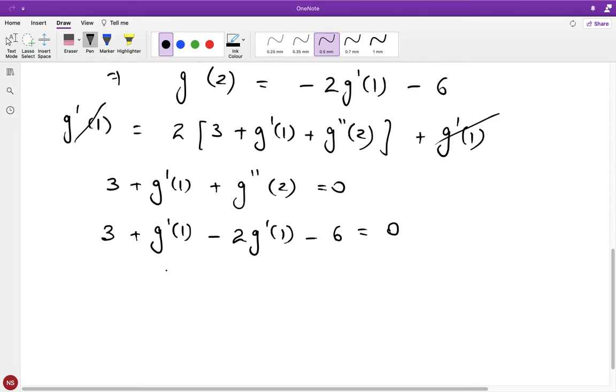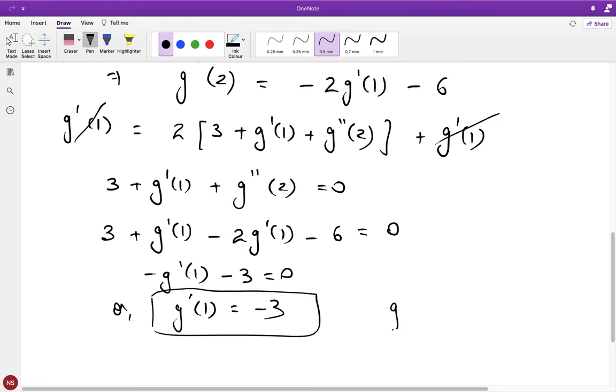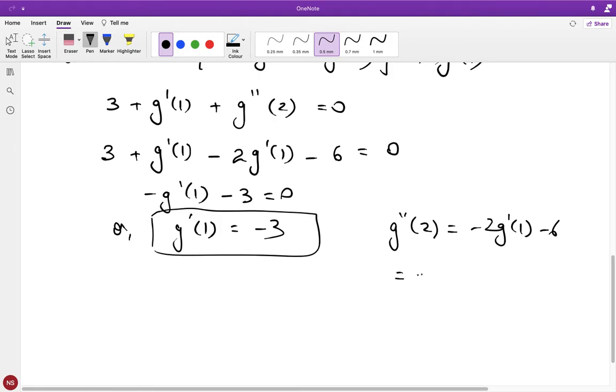So minus g dash 1 minus 3 is equal to 0, or g dash 1 is equal to minus 3, right? Minus into minus plus, so 3 minus 3 is 0. So g dash 1 is minus 3. What is g double dash 2? Minus 2 g dash 1 minus 6. So minus 2 into minus 3 minus 6 is 6 minus 6 is 0. So g double dash 2 is 0.